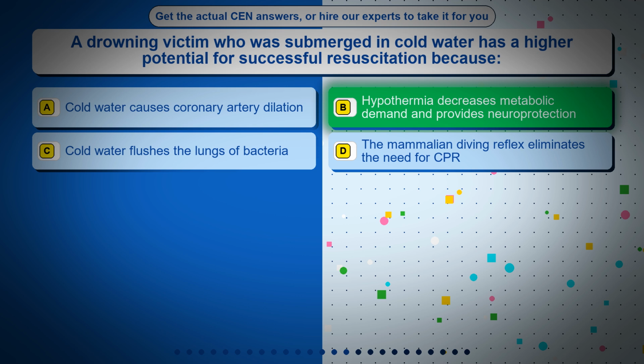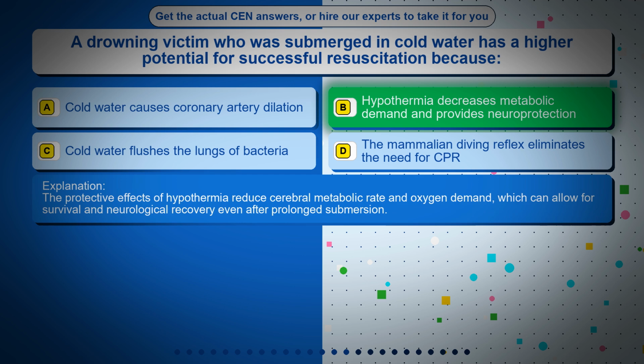Hypothermia decreases metabolic demand and provides neuroprotection. The protective effects of hypothermia reduce cerebral metabolic rate and oxygen demand, which can allow for survival and neurological recovery even after prolonged submersion.